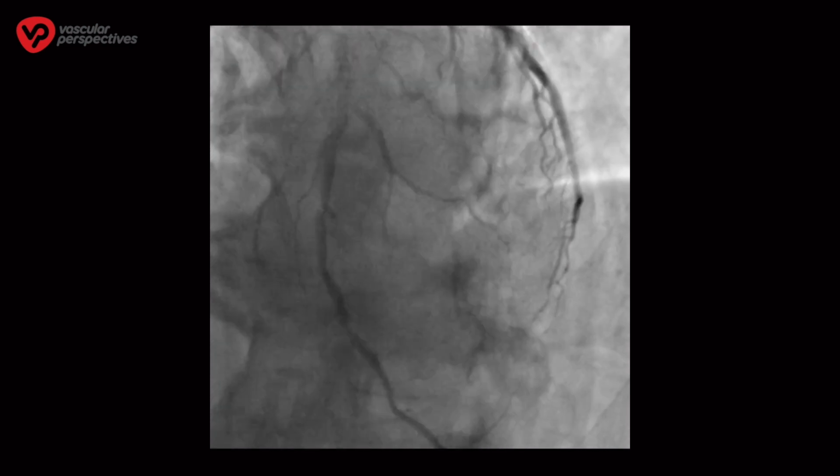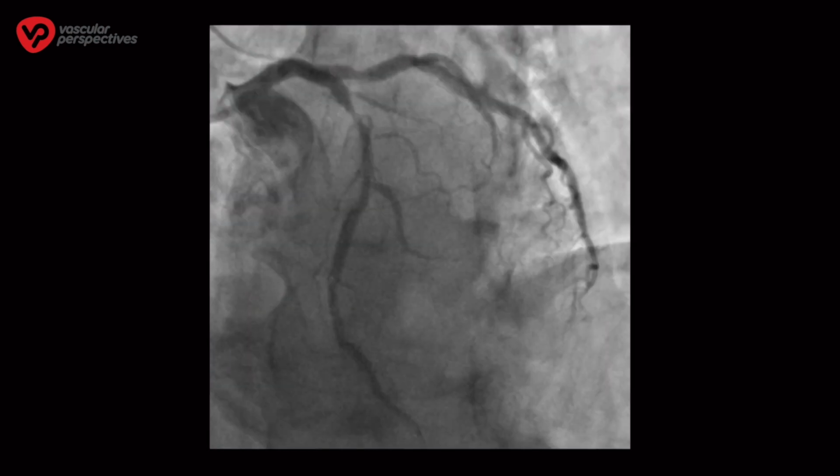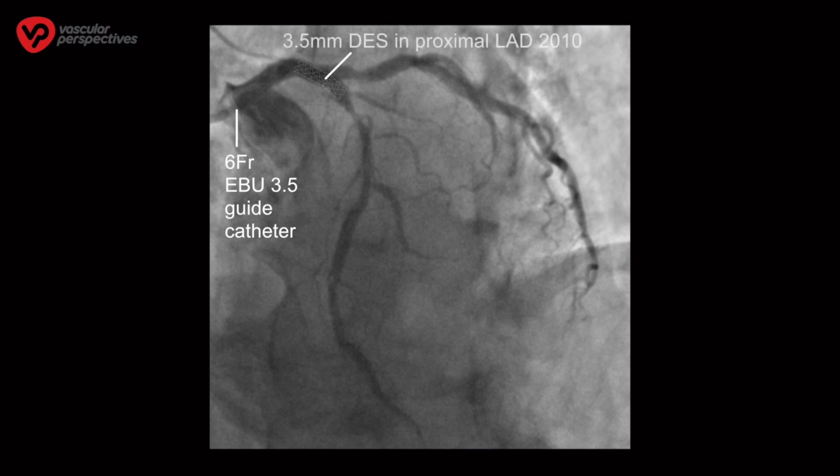We took pictures of his right coronary artery, which is large, dominant, and unobstructed with very minor plaque disease. And as you see here, this is the LAO cranial view of the left coronary system. I've got a 6 French EBU 3.5 guiding catheter. You can see there's some modest plaque in the proximal circumflex. This is the old stent up here in the proximal LAD, which looks patent, the one from 2010. There's a further stent here in the mid-vessel. This is a bare metal stent from 2000.